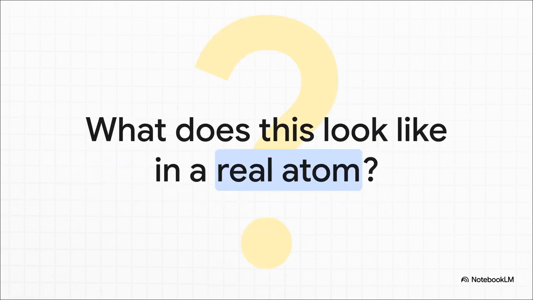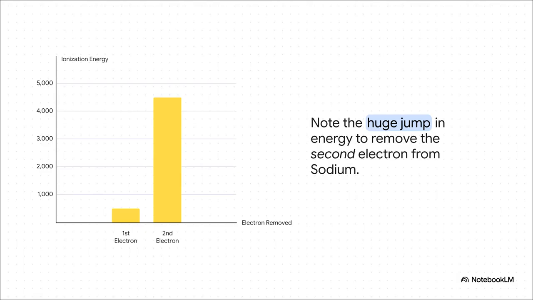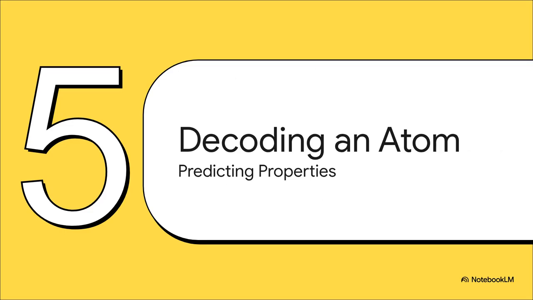But what does this actually look like in practice? What happens when we try to pull electrons one by one from a real atom like sodium? Now, just look at this chart. To remove the first electron from sodium, it takes a relatively small amount of energy. That's that short bar on the left. But then, try to remove a second electron and look at that massive jump. That huge spike in energy is telling us something really important. It's telling us we just broke into a full, stable inner shell, and the atom is putting up a serious fight to stop us.